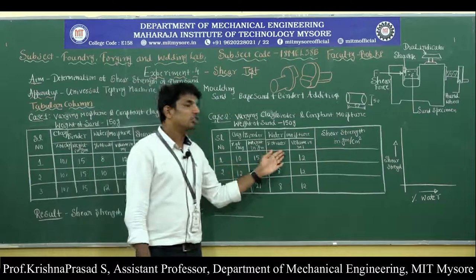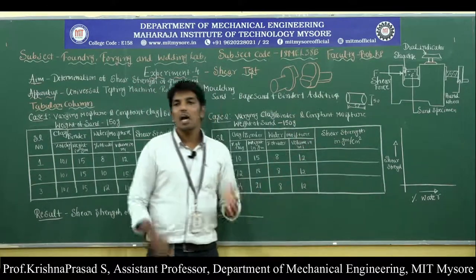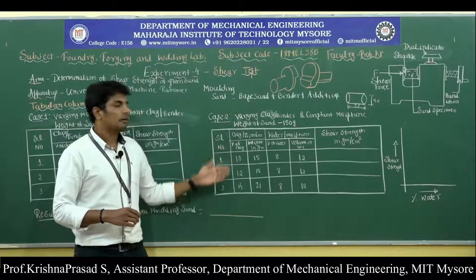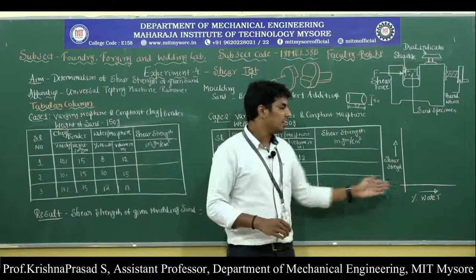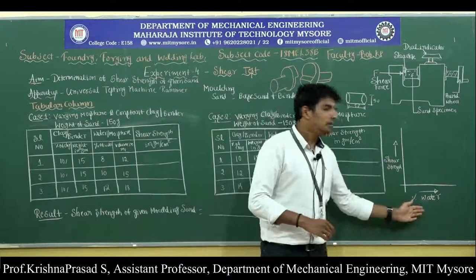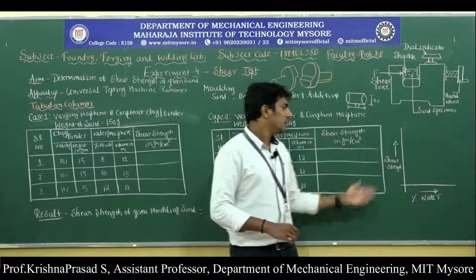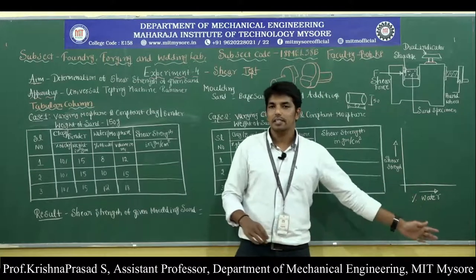Then the percentage of water is fixed. Note down the shear strength on the dial gauge and check the shear strength of the molding sand by increasing the clay and fixing the moisture content. Draw a graph of shear strength against increase in percentage of water, and another graph of shear strength against increase in the percentage of clay content.